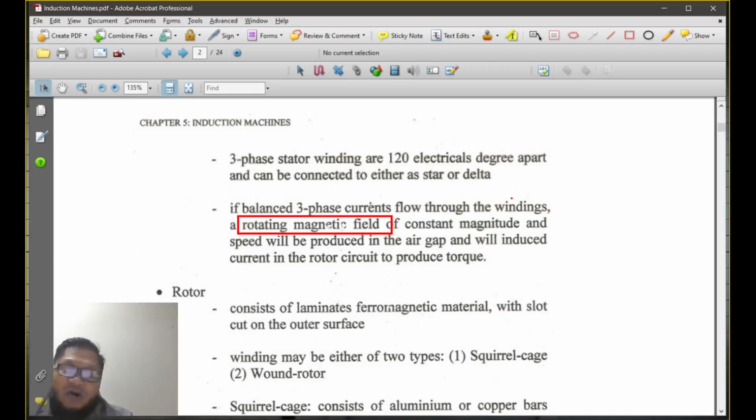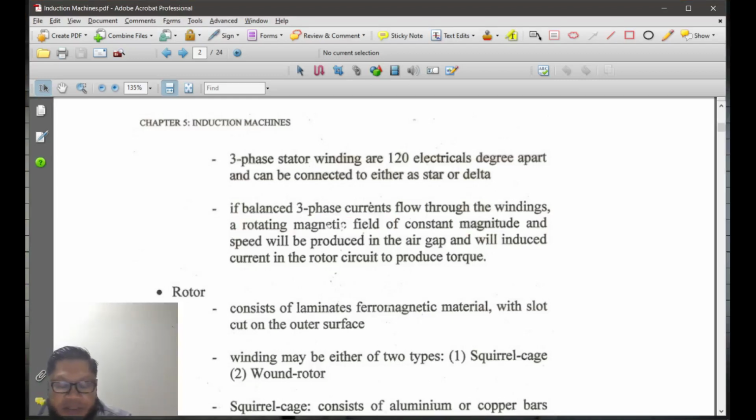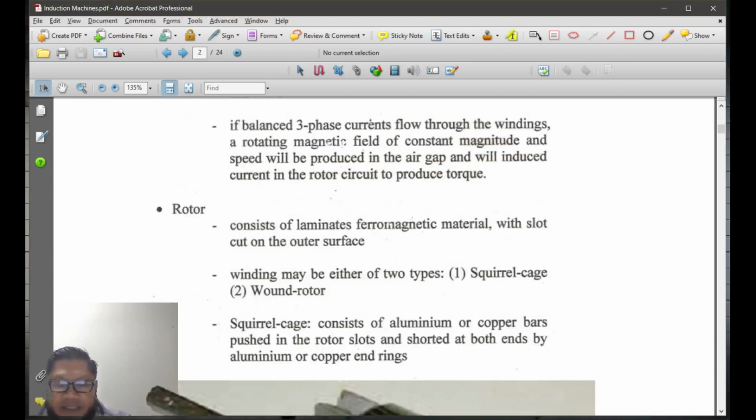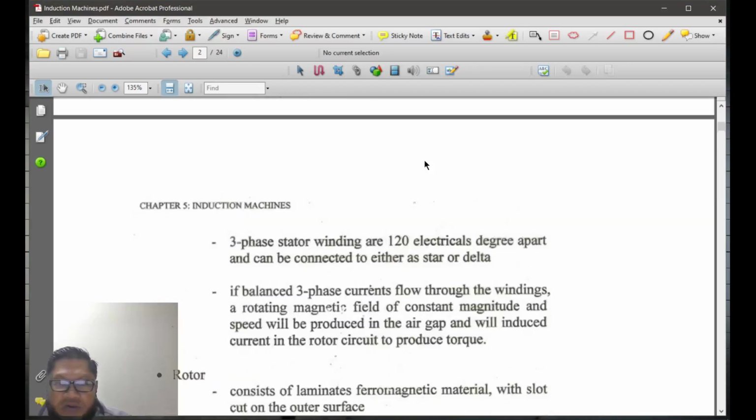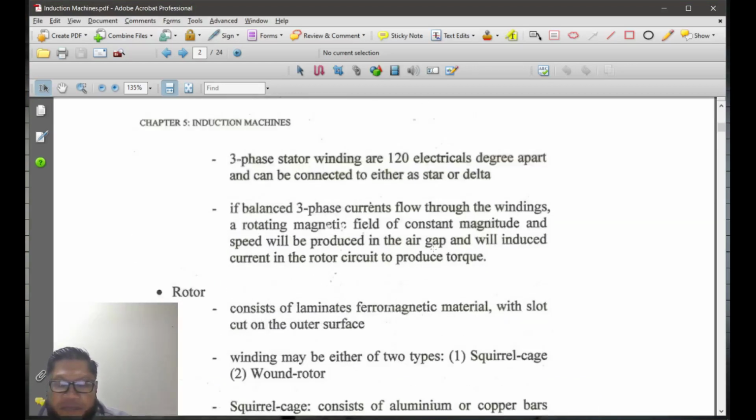This is the start of how the induction machine works. We're going to look at that later, and now we just proceed. Then we have the rotor. Again, it consists of laminates of ferromagnetic material, so both the stator and rotor have this ferromagnetic material, so that when current flows it can produce a magnetic field.